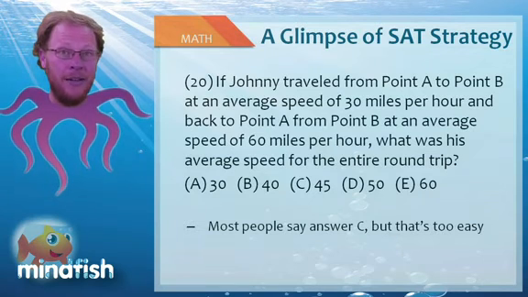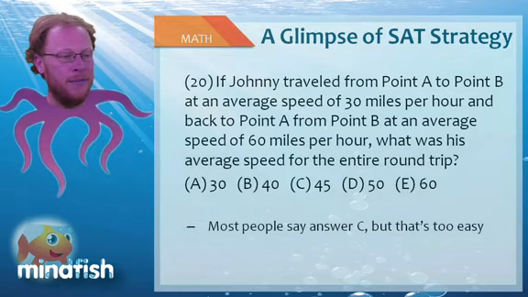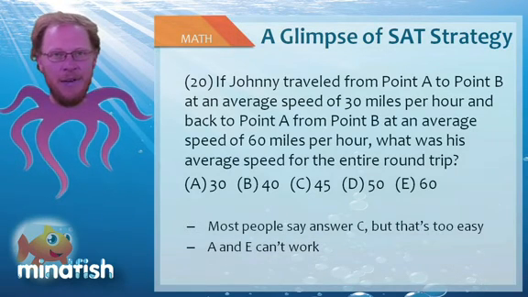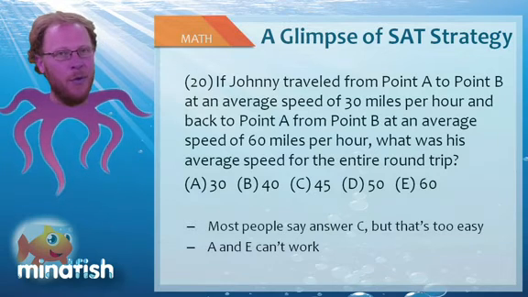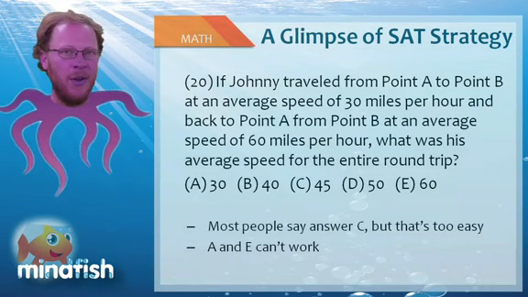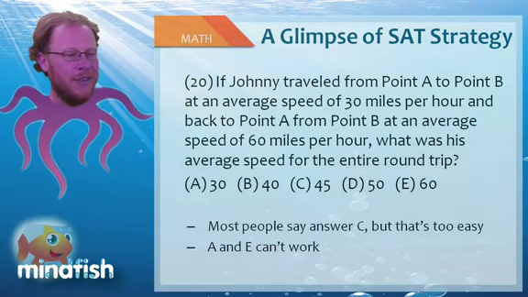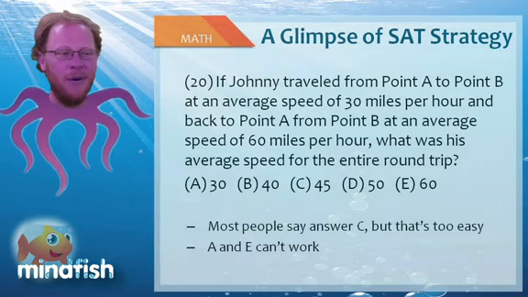We've already gotten rid of answer C because it's too easy for one of the hardest math questions on the test. We also know that answers A and E cannot be correct. These are the two endpoints of Johnny's speeds. Therefore, if we're looking for the average, neither 30 nor 60 will fit the bill. So we're down to answer B, 40 miles per hour, and answer D, 50 miles per hour.